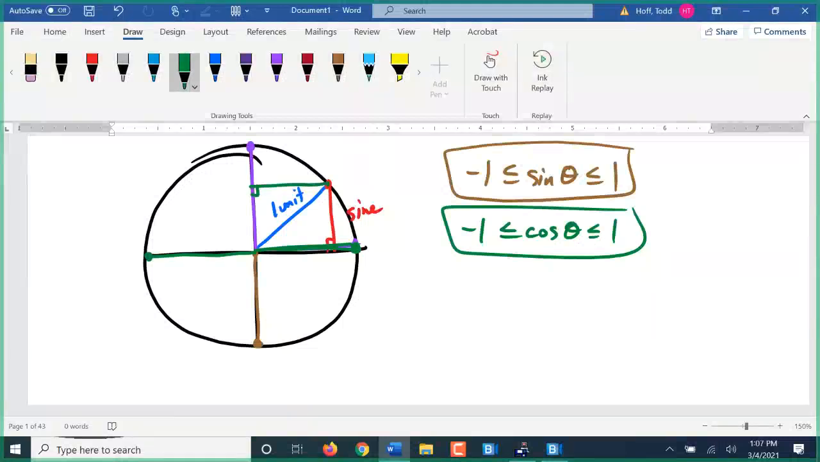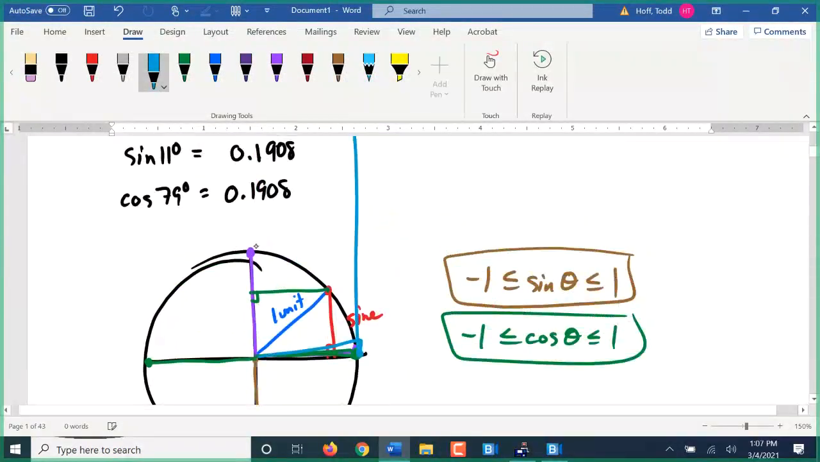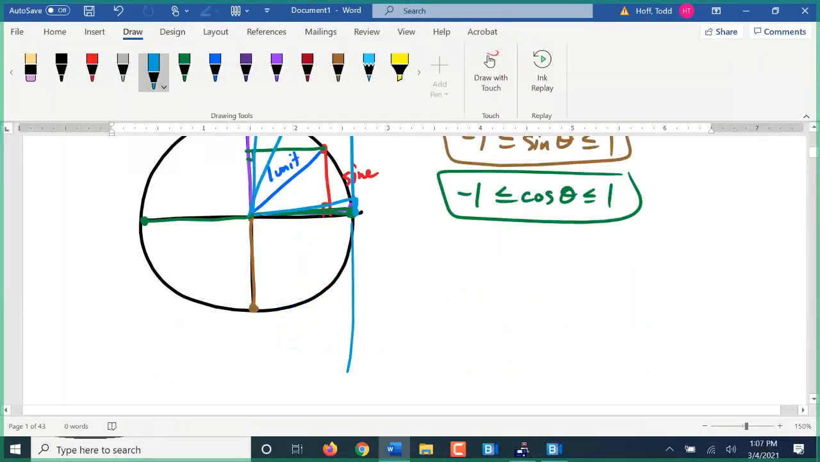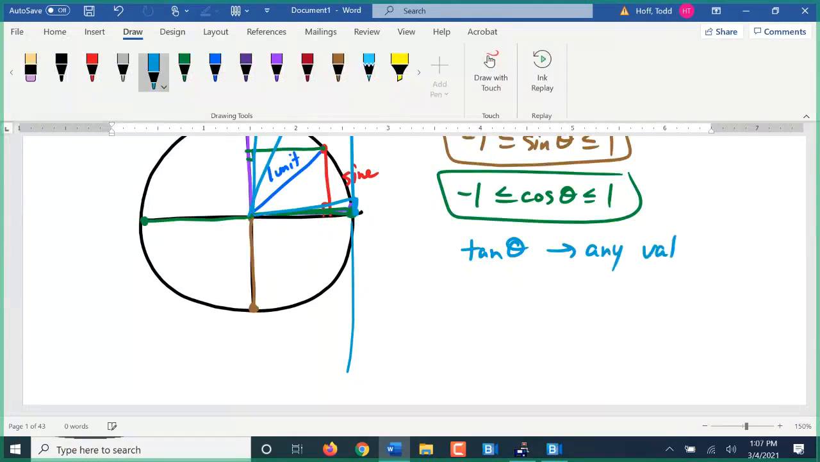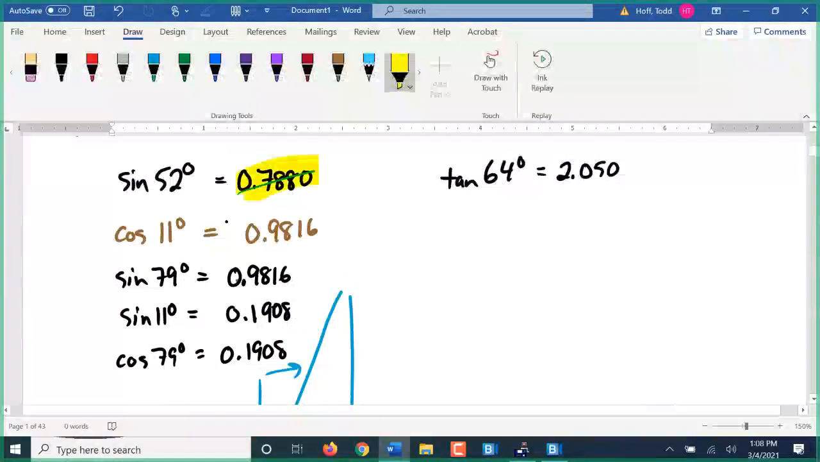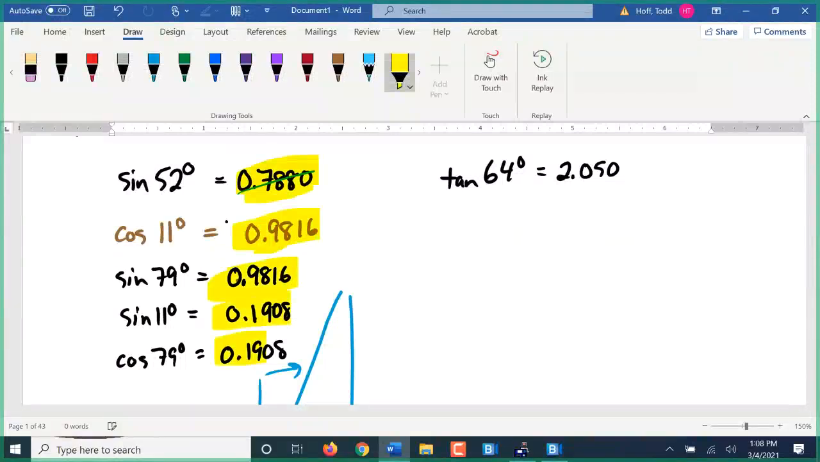The tangent out here could be 0 if our angle is really small, or if our angle gets big, it can be really big. In fact, if our angle gets close to 90 degrees, it takes a long, long way for that to creep over and touch that tangent. Going down, it can be very negative. So the tangent of an angle can be any value from -infinity to +infinity. So up here, it makes sense that all of our sines and cosines were 0 point whatever, and our tangent being 2.054 makes sense as well.